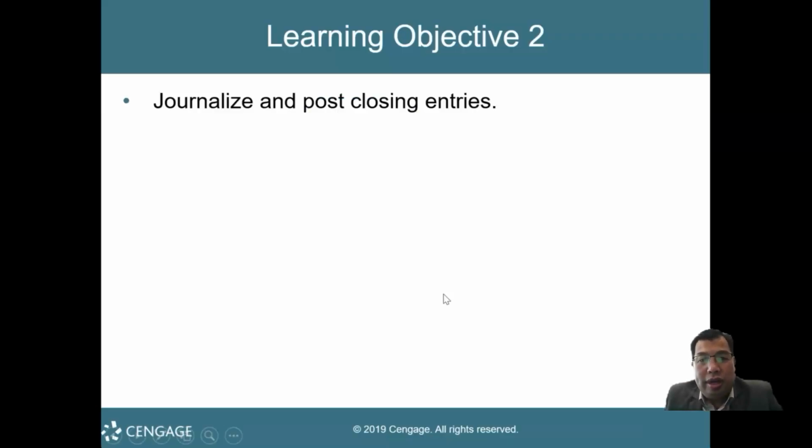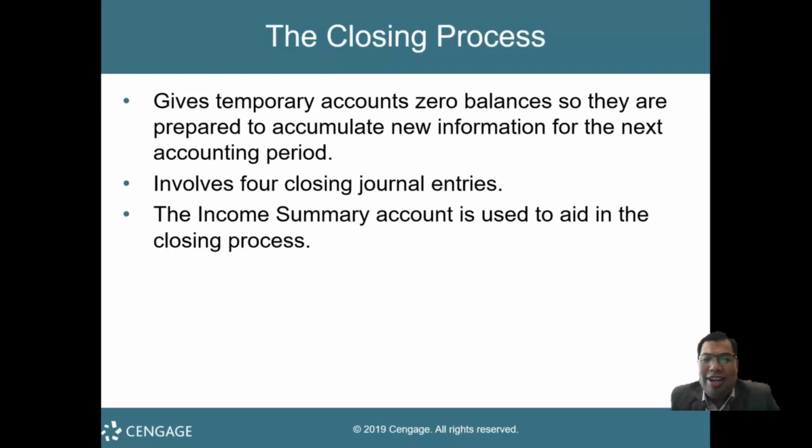So now we move to the next part, which is how to generalize and post closing entries. Every one of you knows how to prepare the ledgers, calculate the footing, and calculate the balance for each ledger or T account. So how are we going to record it in the journal? This is known as the closing process, whereby you give temporary accounts zero balance, so they are prepared to accumulate new information for the next accounting period.